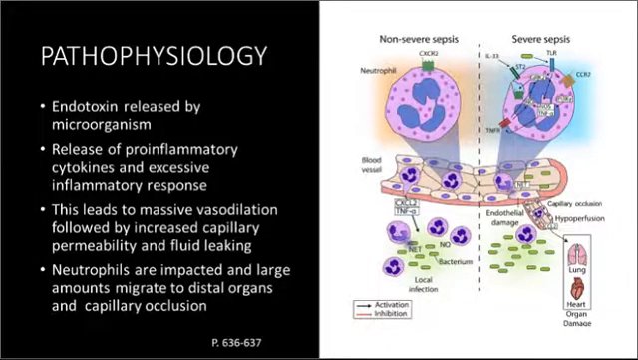Pathophysiology, I broke down in pages 636, 637, a lot of information. I am trying to break it down into understandable pieces for you. I'm not going to read the slide to you, I'm just going to expand on it. So endotoxins are found in the wall of the bacteria. And when the cell is disrupted from this endotoxin, these endotoxins from the bacteria are released.